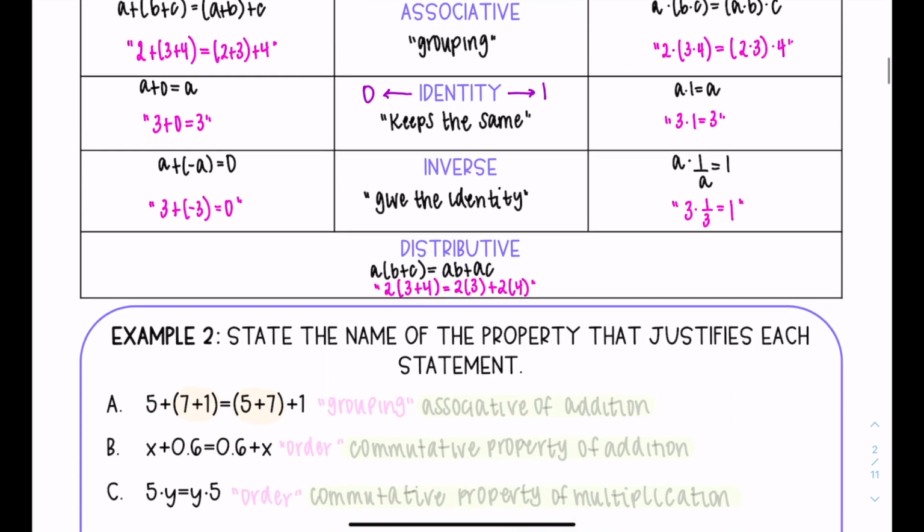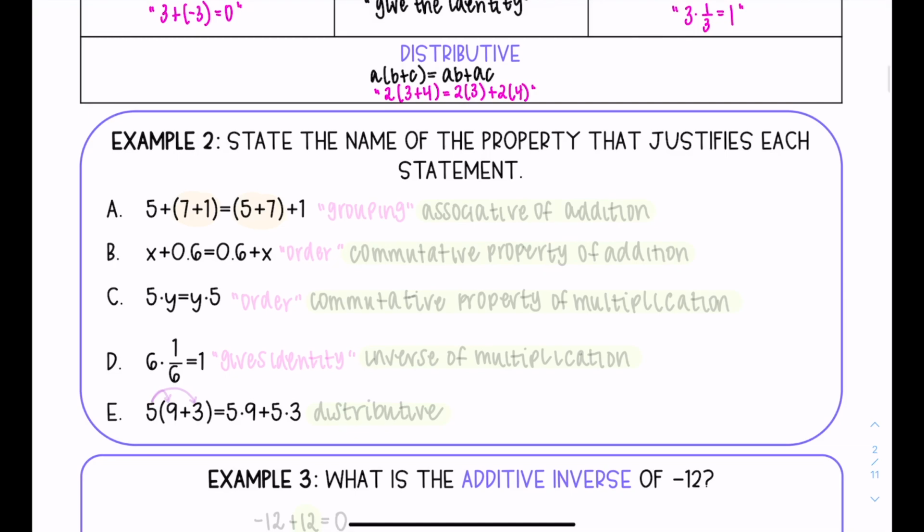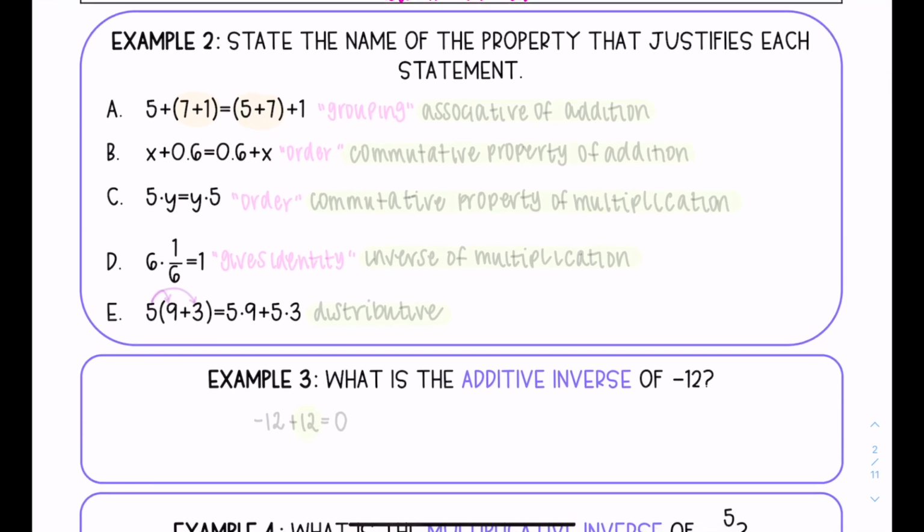So now let's state the name of the property that justifies each statement. We've got 5 plus 7 plus 1 equals 5 plus 7 plus 1. Well, the only thing that changed was the grouping. And so because the grouping changed, this is the associative property of addition.